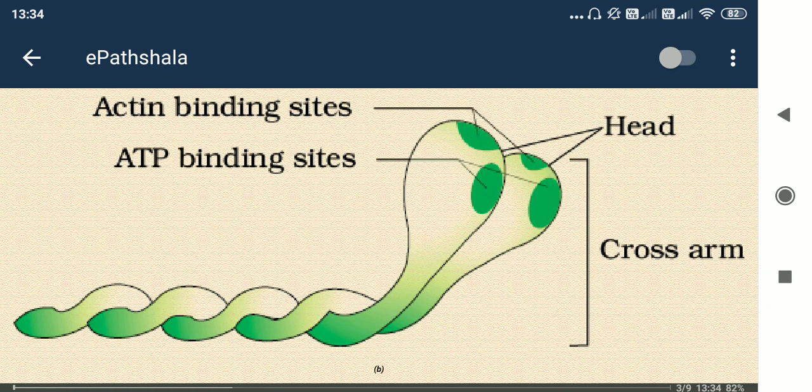So next one, here you can see the structure of the head and cross arm. So this is the actin binding site, actin is the protein involved in the contraction, so actin gets bound to this place. And ATP binding sites, so ATP is the source of energy. In contraction we need movement, so in movement we are doing some form of work. When we are doing work, obviously energy is needed, and that energy is supplied by ATP. So the actin binding site and ATP binding site are present on the head part or cross arm.